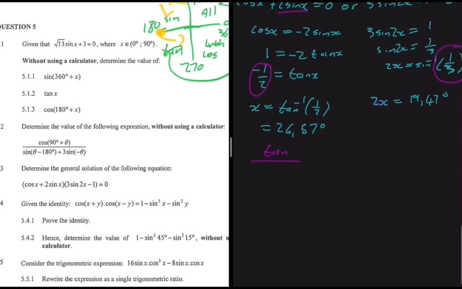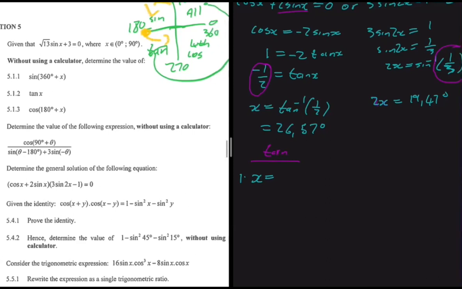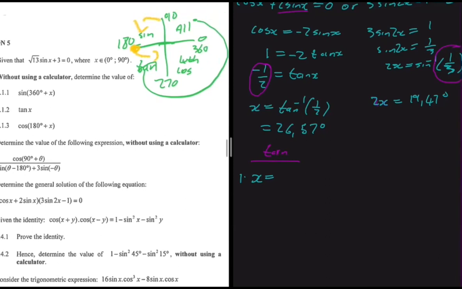So we're going to say that x is equal to, so one of our general solutions. We want quadrants where tan is negative. Tan is negative in the fourth and in the second. So let's start with the second.